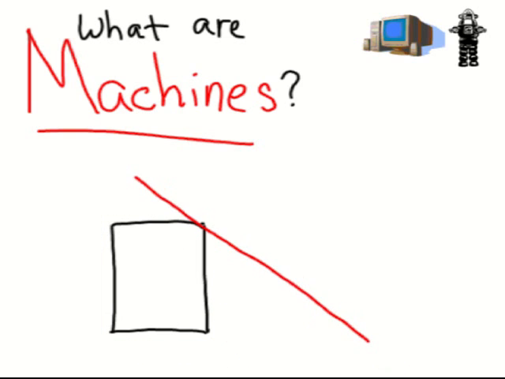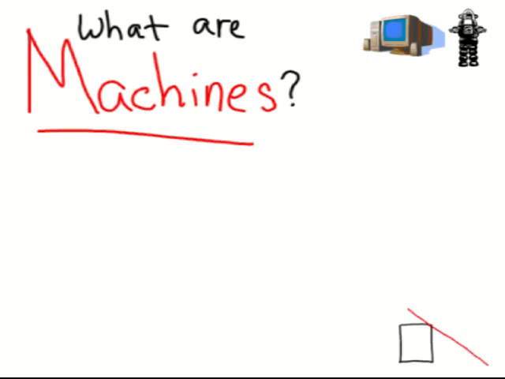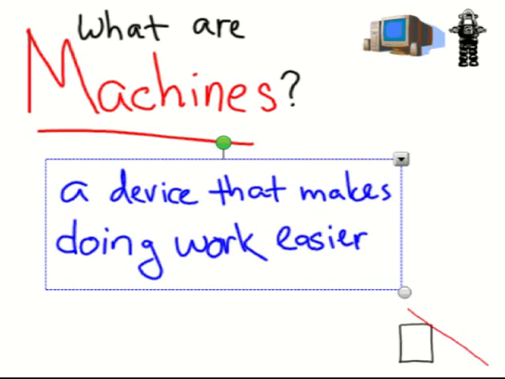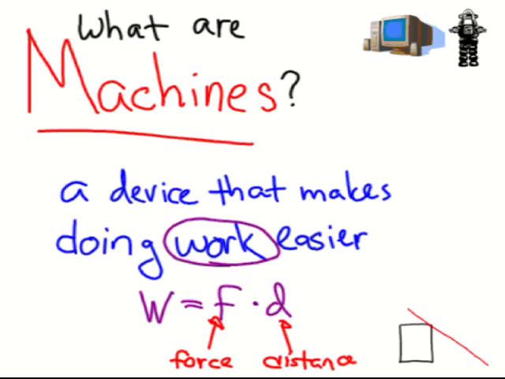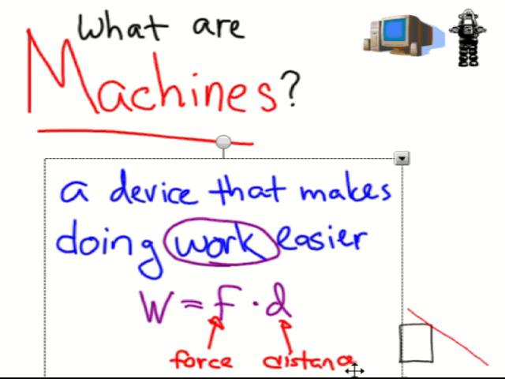This is one of our simplest machines. So how does this become a machine? Well, our book defines machines as a device that makes doing work easier. And work is very, very important because we've learned in class that work can be defined as W equals F times D, where the force, or F, is multiplied by D, distance, to determine the amount of work. Well, machines help to make doing work easier.